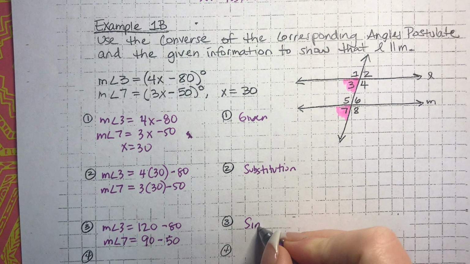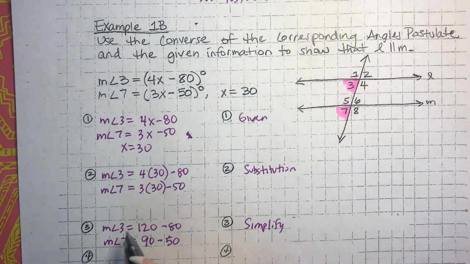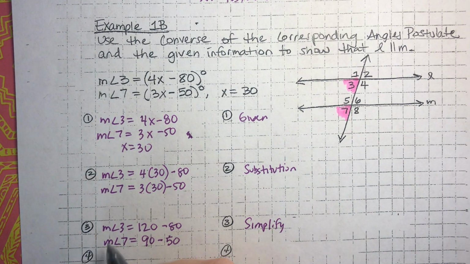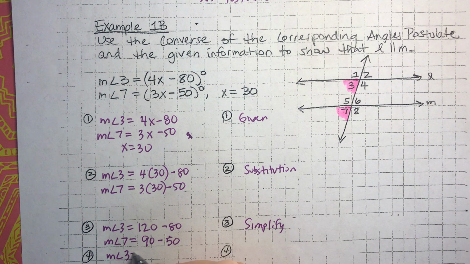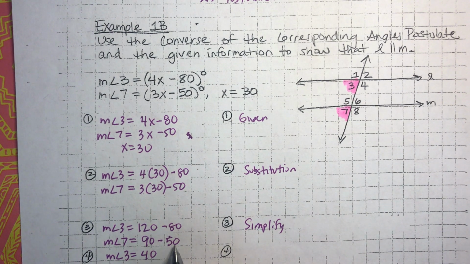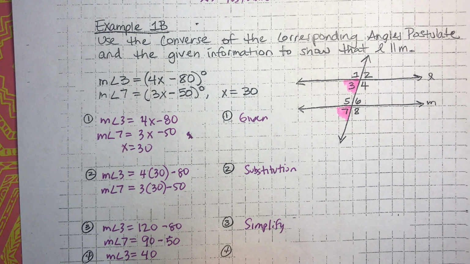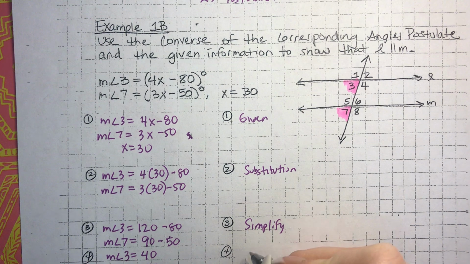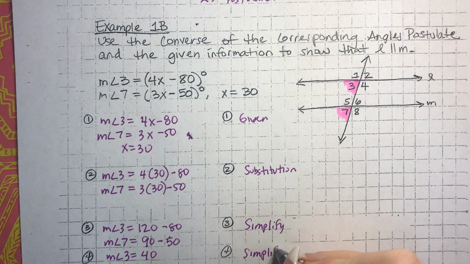And that's, we're just simplifying. And then we're just going to simplify one more time and just do this. And we end up with the measure of angle 3 equals 40. And the measure of angle 7 equals 90 minus 50, which is also 40. So we just simplified again.